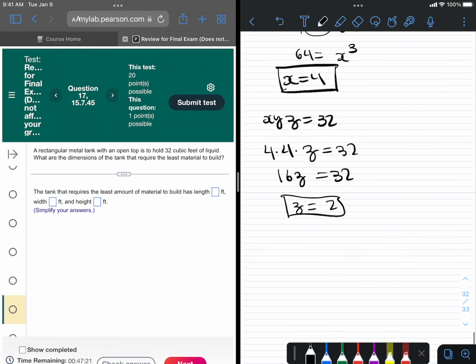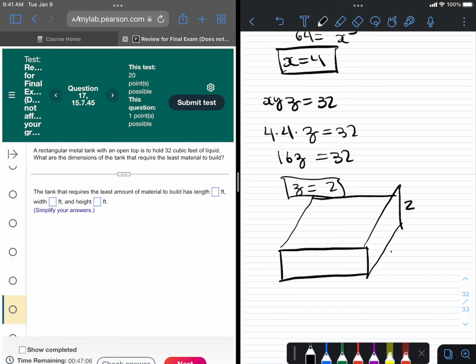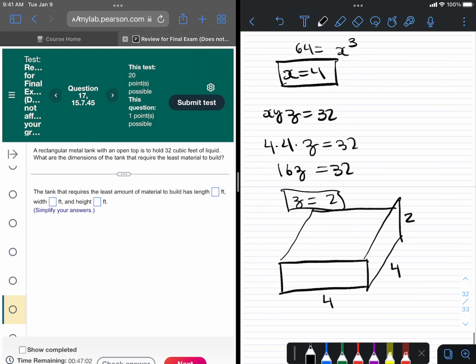So this means our tank has dimensions, pretty low tank there, because z was the height. It's only 2. This is 2, this is 4, this is 4. Maybe not as low as I thought. This is only half of this. So there you have it.